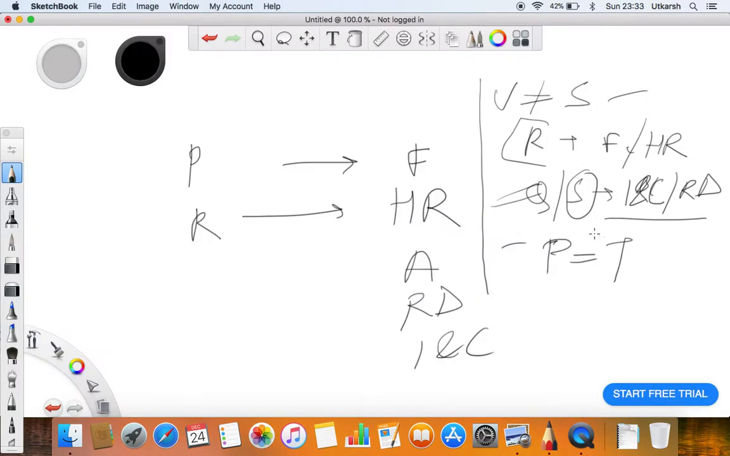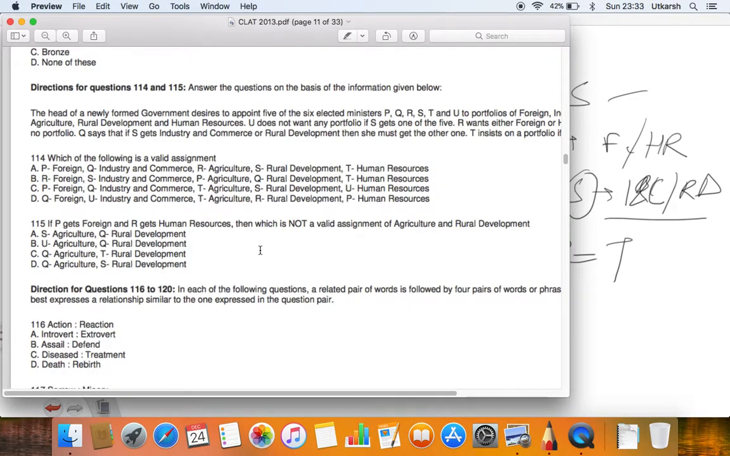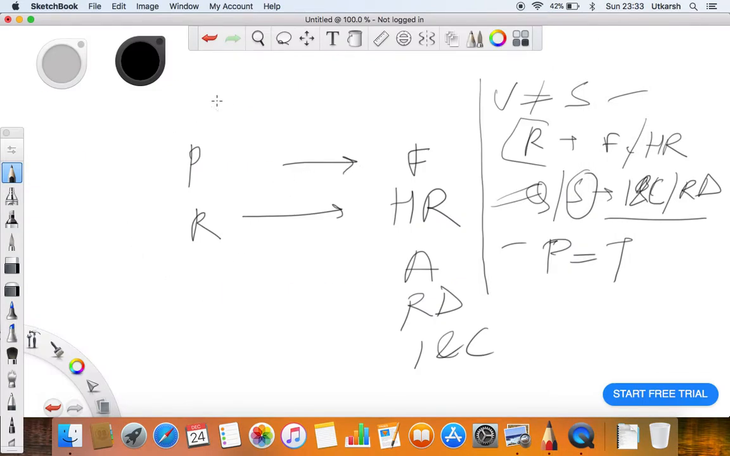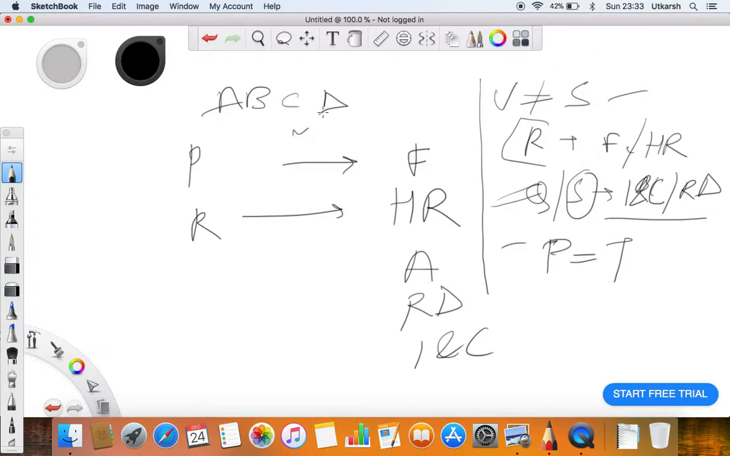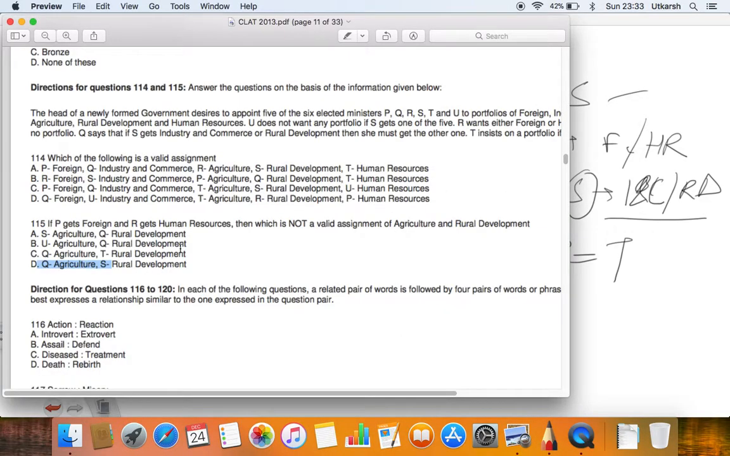So any condition which violates this cannot be a valid assignment. So if S gets industry and commerce or rural development, Q must get the other. So S here is getting rural development, so Q must get industry and commerce, but Q is getting agriculture, so the correct answer is D. So this is why I said don't go about eliminating, because with questions like these it will be very difficult to eliminate. You'll just get the right answer much easier.